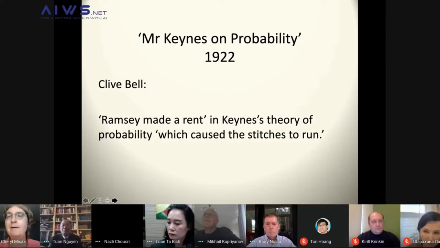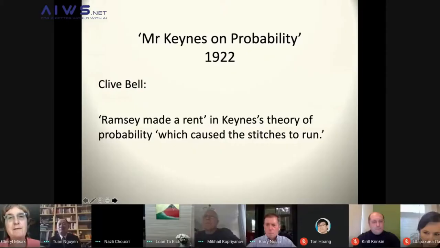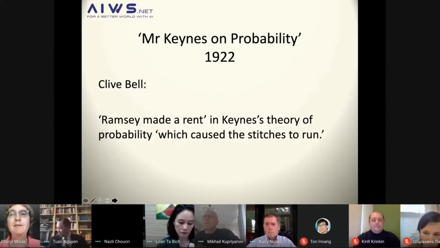And Ramsey really tore Keynes' view to shreds in this paper, but also in a number of papers that he had been giving around Cambridge. And Clive Bell, a very good friend of Keynes, put it this way: Ramsey made a rent, a tear, in Keynes' theory of probability, which caused the stitches to run. And I'm happy in the Q&A to answer questions about Ramsey and Keynes on this story.